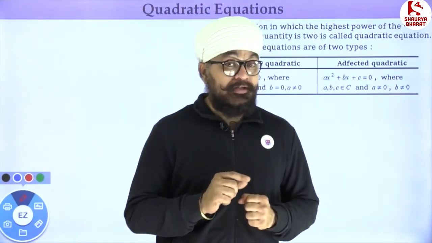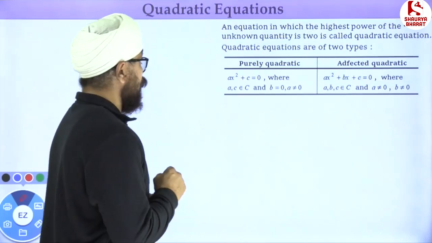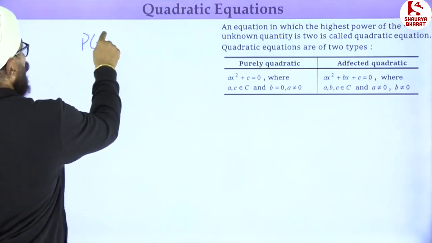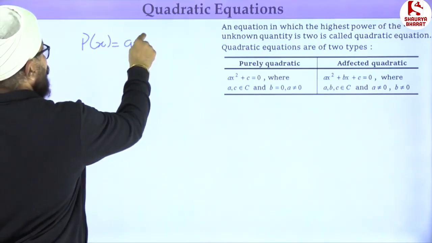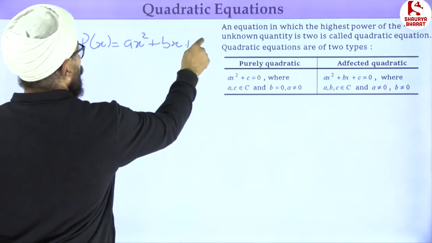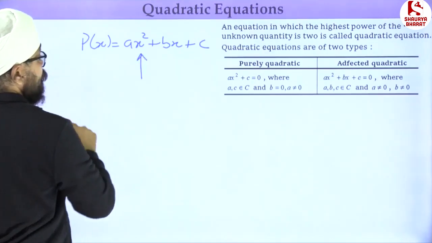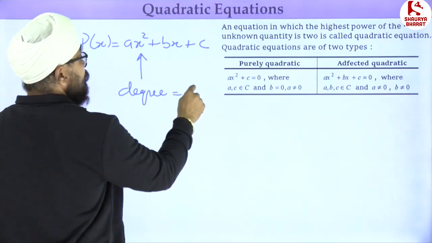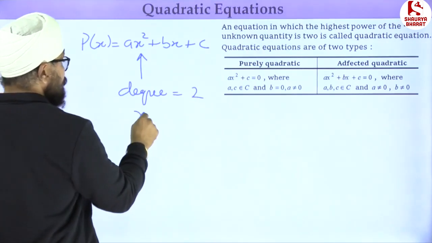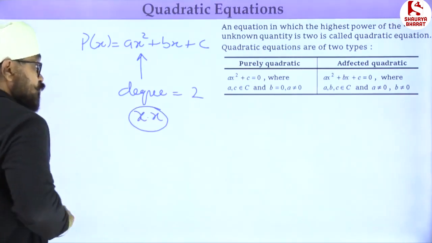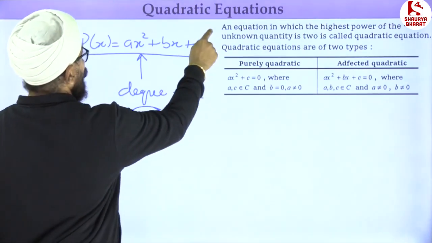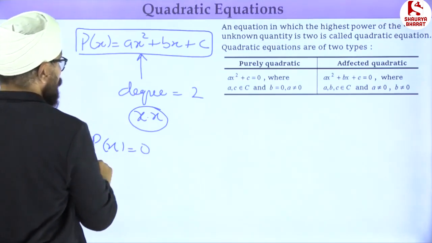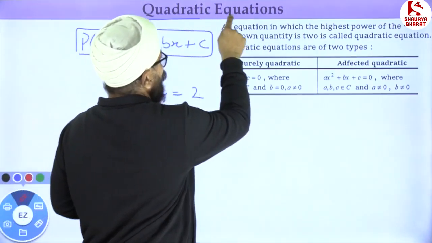So when we say quadratic equation, first I will tell you what is a quadratic polynomial. Quadratic polynomial means a polynomial in which we are having ax square plus bx plus c, which means the highest power, the degree of this polynomial, is 2. Why is it 2? Because x is being multiplied by x. So when this is a quadratic polynomial, and it is being equated to 0, it becomes an equation. So quadratic equation.